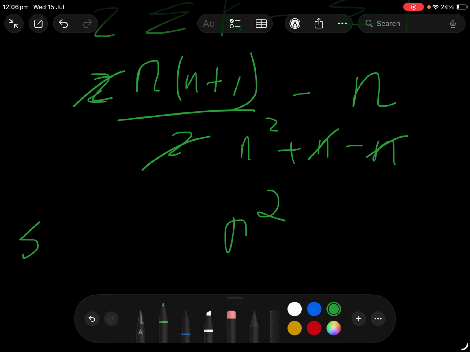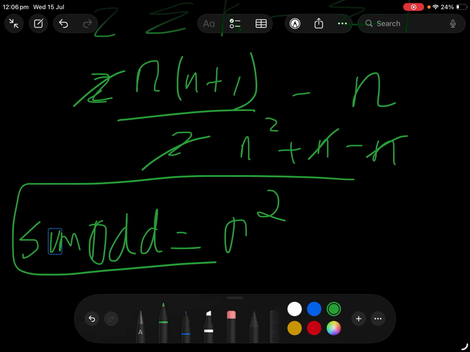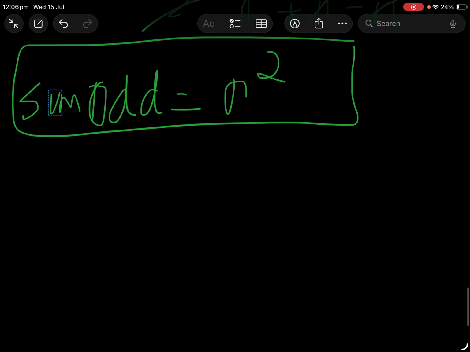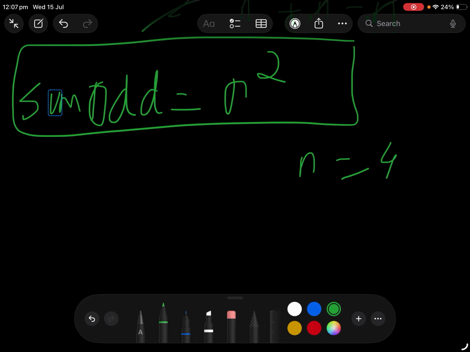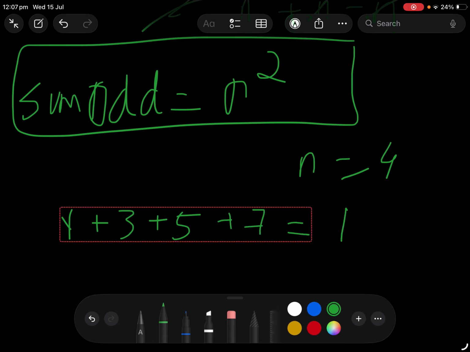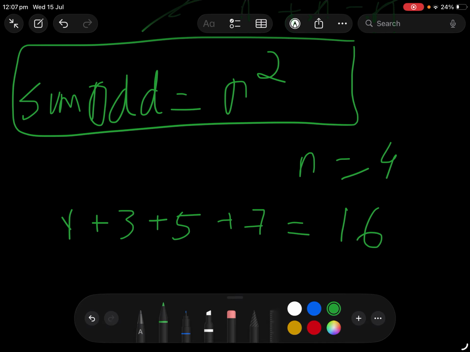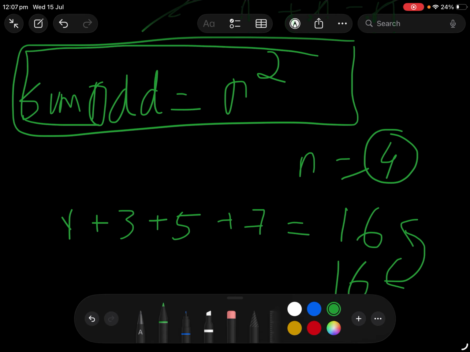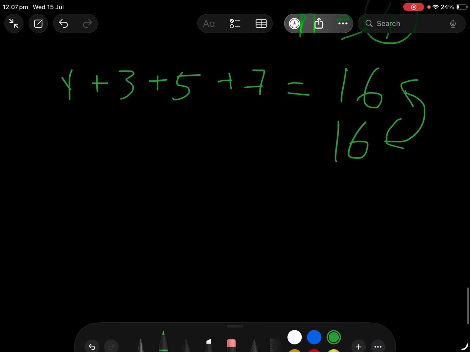So we can directly calculate the sum odd by doing just n square. Let's check it. Suppose n is given 4, so what are the 4 odd numbers? They are 1, 3, 5 and 7. This addition is 16. Let's do it directly by n square. 4 square is 16. Yes, they both are matching. So yes, we can directly get sum odd by just doing n square. Now let's derive the formula for sum even.